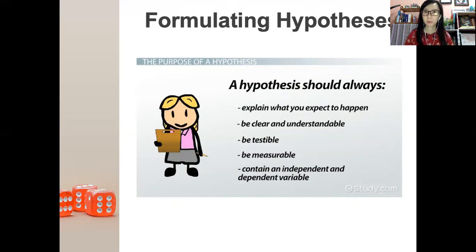A hypothesis again is our temporary scientific assumption. It should always explain what we expect to happen, so our expected results, in other words. It should be clear and understandable. It should be testable, or we should be able to test it by using existing inferential statistical procedures. It should be measurable. And when you have a cause and effect design, it should contain the independent and dependent variables. I do hope that you have learned about this as well in your quantitative research class.